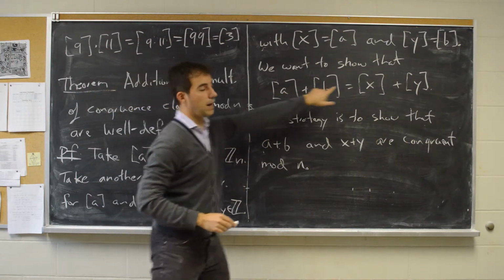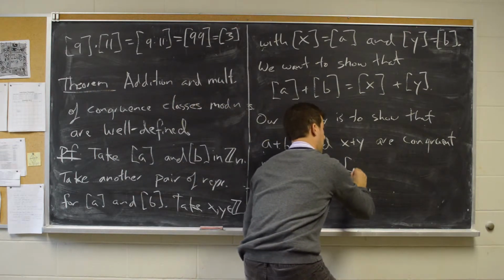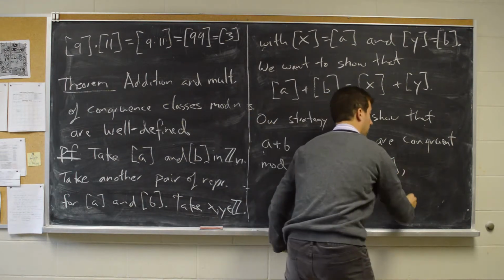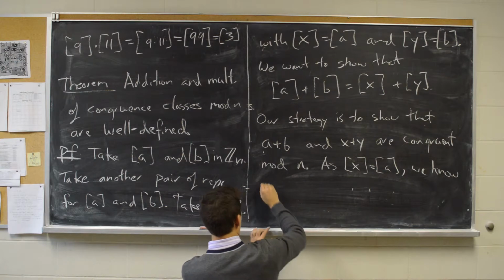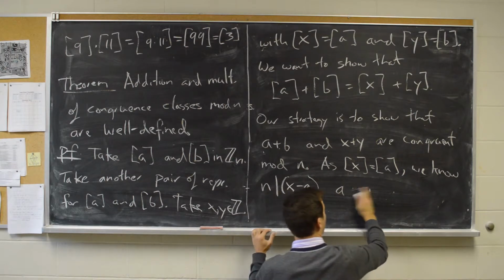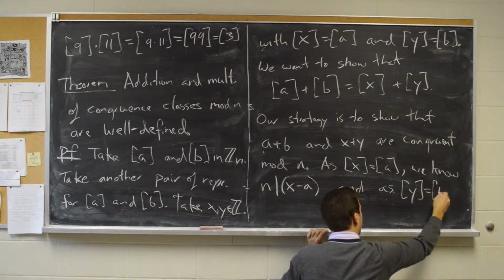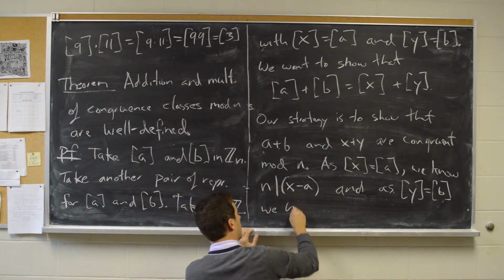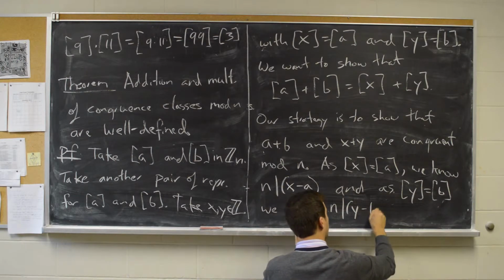Well, the things that I know are that A and x are congruent. What does that tell us? So we know that n divides x minus a, and as y gives the same congruence class as b, we have n divides y minus b.